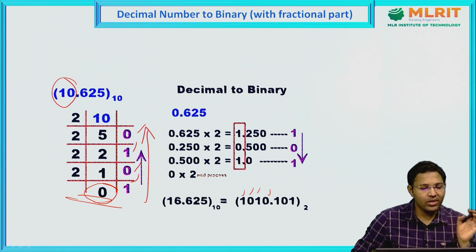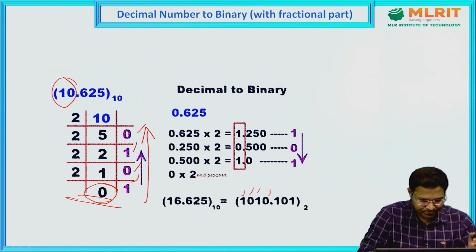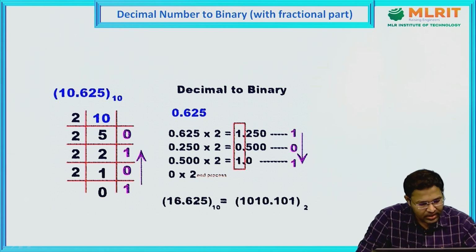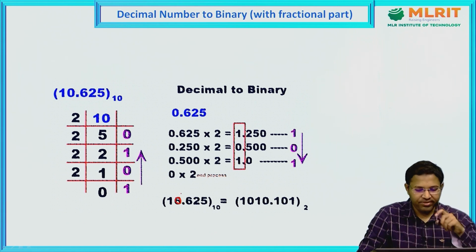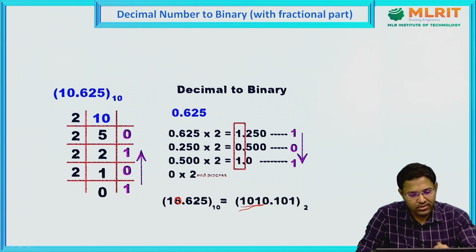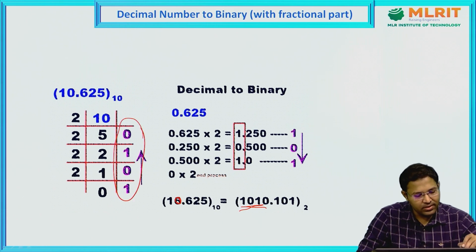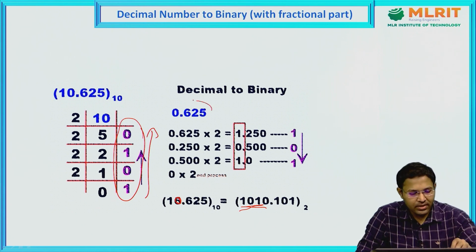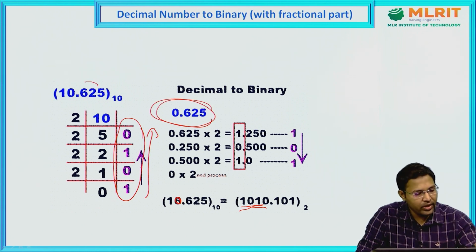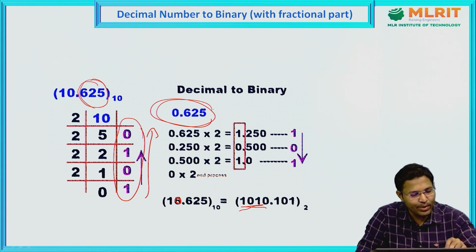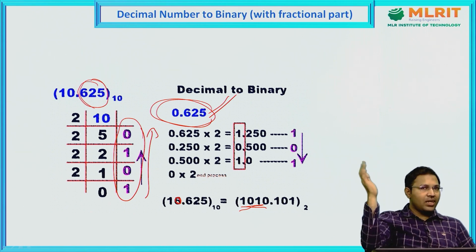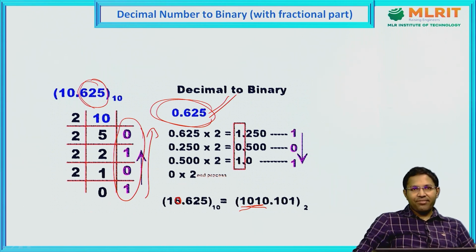Next, what about the fractional part? So this is actually 10.625 to the base 10, these values written from bottom to top. Now, what about this one? That is 0.625, we are taking it separately. In the previous case also, when we considered binary to decimal, we took the fractional part separately. The same thing we are going to do.